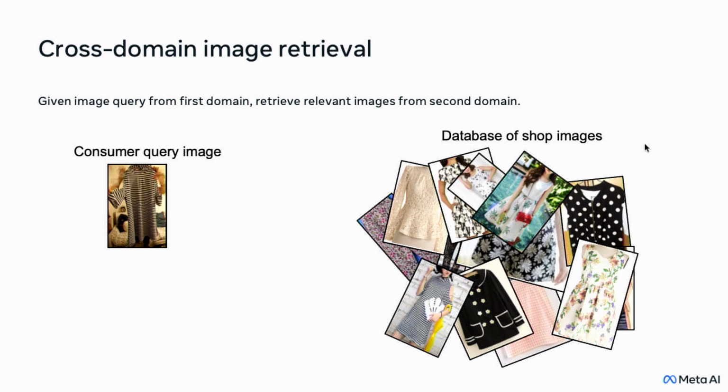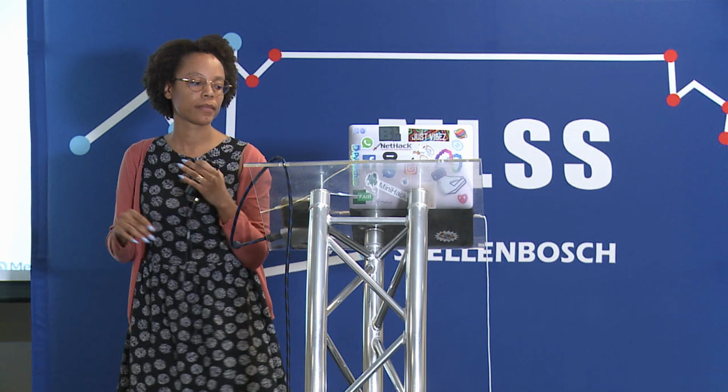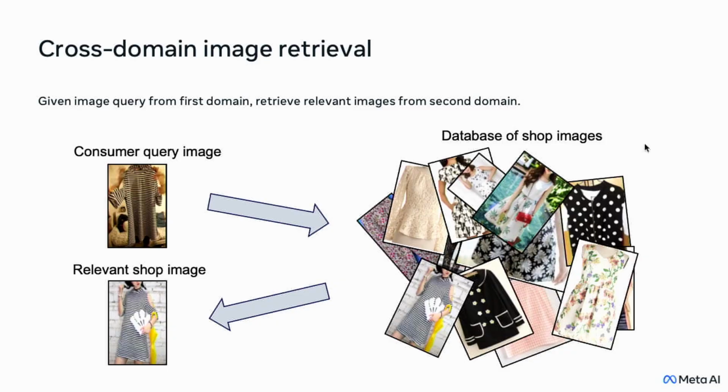Now we're going to talk about how we actually address it in a real application. The application is, once again, the example I gave you before, of a consumer who takes a query image and then searches for that item in a database of shop images. The goal is to try to find something that's relevant to the query. The domain shift here, there are a couple of domain shifts, but the main one is what we would call a sensor shift. And this is actually quite challenging to tackle.